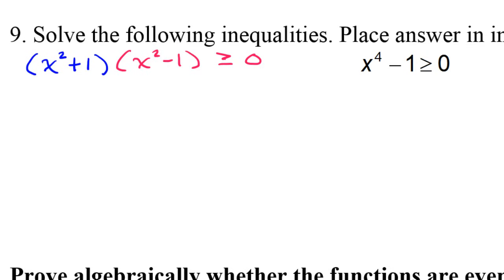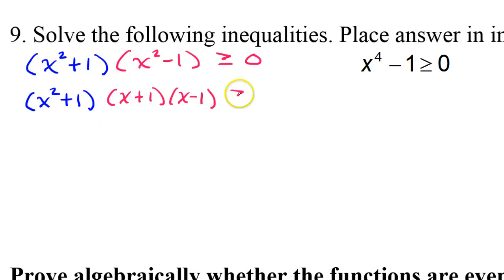The x squared plus 1 can't do anything, so I'm going to leave that x squared plus 1. You can't factor the sum of two squares, only the difference of two squares. So this is going to factor as x plus 1 times x minus 1 is greater than or equal to 0. So I've got these three factors, but I'm looking for the zeros. I can get that by setting each of these equal to 0.